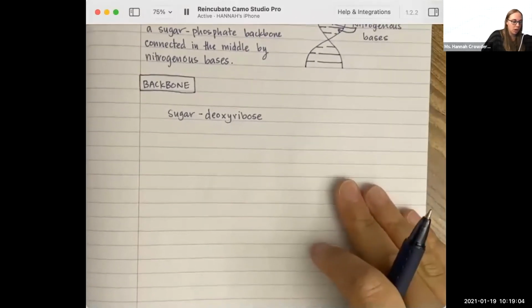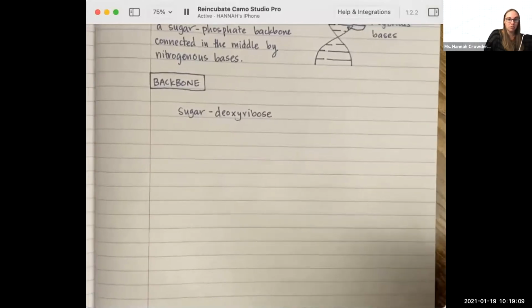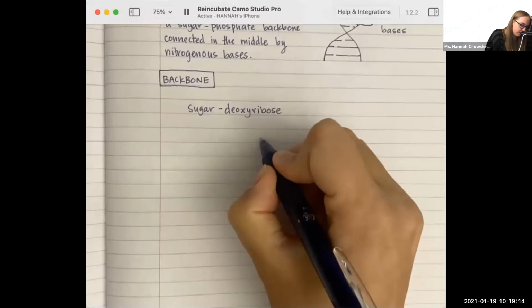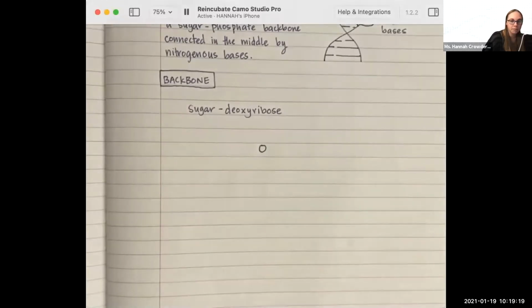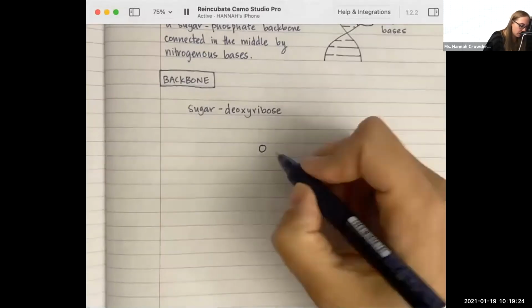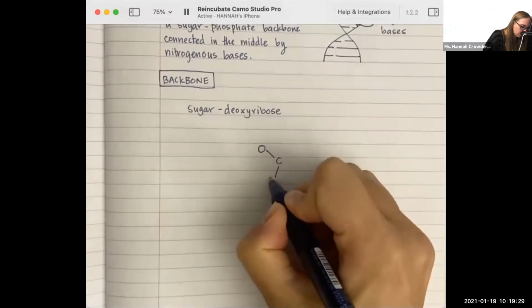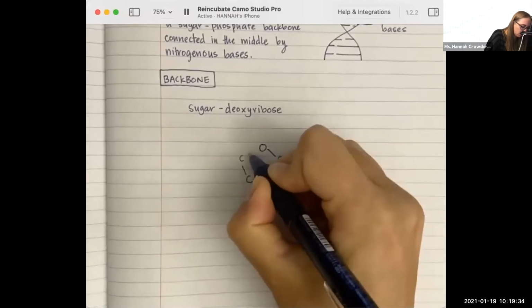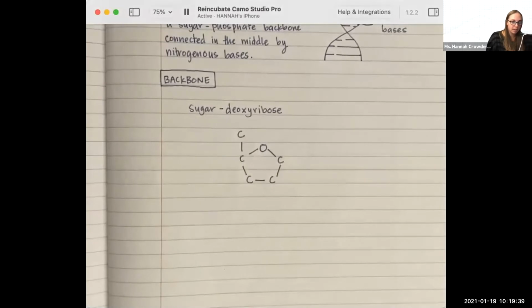And let's draw what this looks like. So this is one of those times where you might want to put your paper over your iPad so you can trace what I'm drawing. Or if you feel pretty confident in your drawing skills, go for it. We're going to start with an oxygen. And then deoxyribose is a 5-carbon sugar. So it's got 1, 2, 3, 4, 5 carbons.